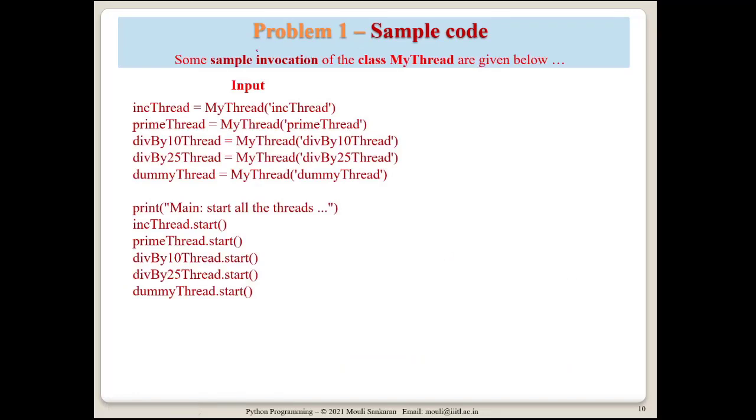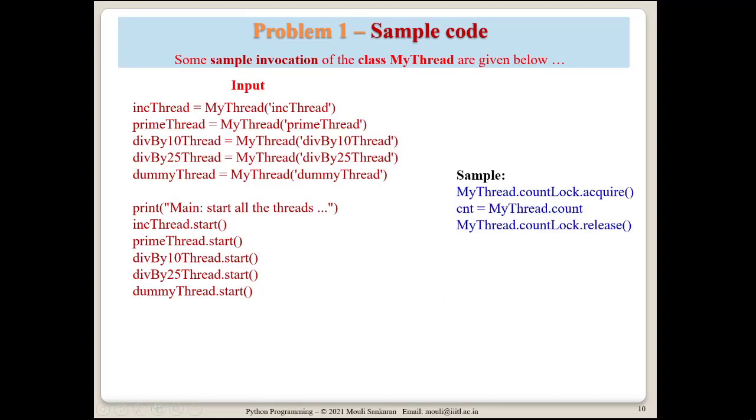This is the input. You are naming the thread as increment thread. You are creating an increment thread, prime thread, div by 10 thread, div by 20 thread, and dummy thread. And then you start all the threads, one by one. Please see that I am starting this first, and then the prime thread and the other threads. Once you start all of them, they all run forever. And whatever I am printing will happen, and it will go on.